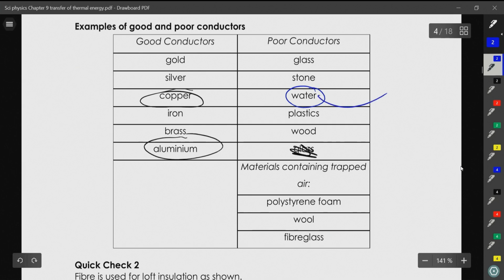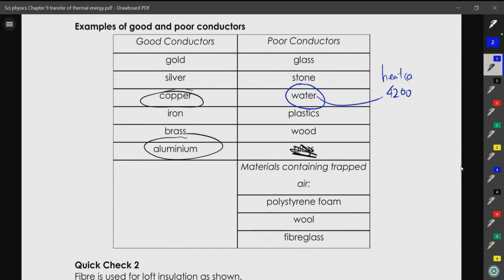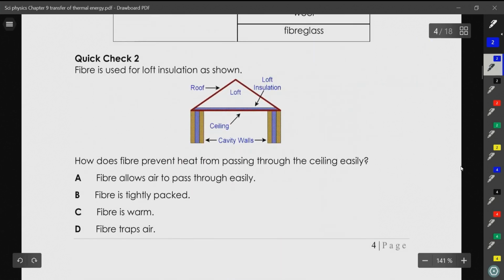Water is not a good conductor of heat. Remember that the heat capacity of water is 4,200, which is actually quite a lot. For the science physics students who do not know what heat capacity is, basically it requires 4,200 joules of energy before you can gain 1 degree Celsius, and that's actually a very slow rate of heat transfer. Okay, so quick check 2.